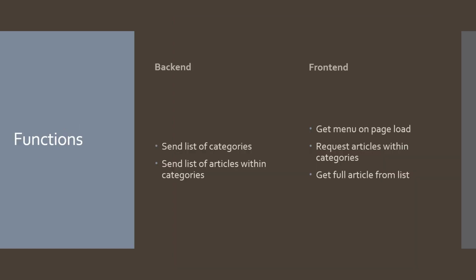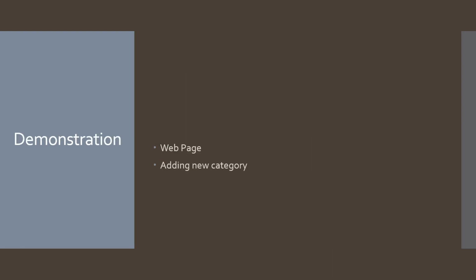On the back end, there's a function that sends a list of categories back to the user, and there's also a function that sends the list of articles within a category back to the user. And on the front end with Ajax, we have to get the menu on the page load that I was talking about earlier, and a request for articles within a category. And then the get full article from list is an extension of the first feature, but it was necessary for this feature to be considered complete, and I'll explain in a second when I do a demonstration.